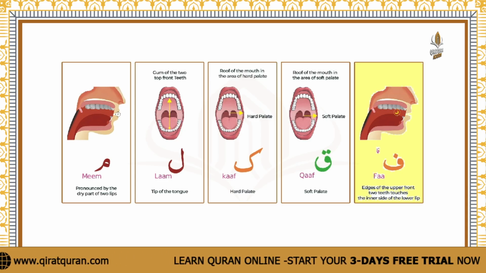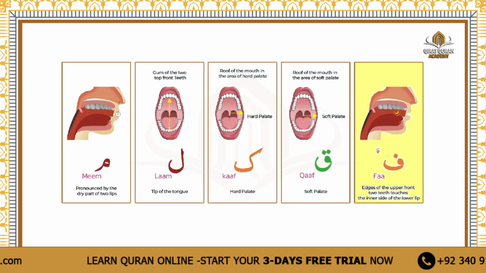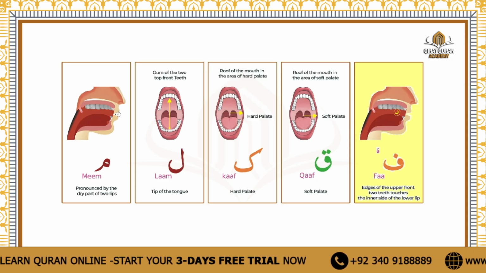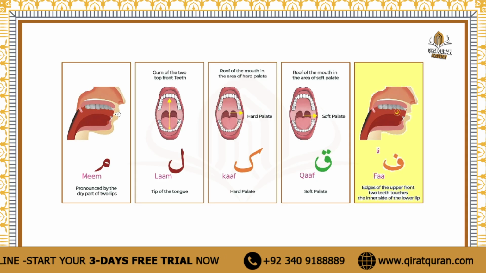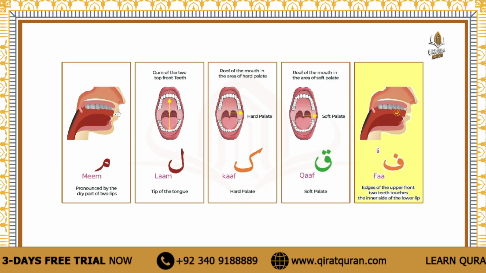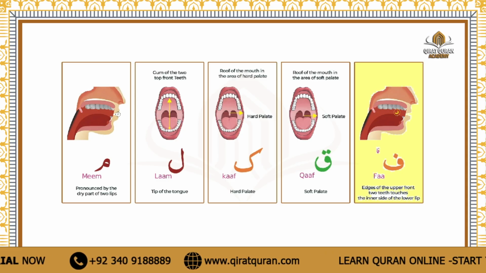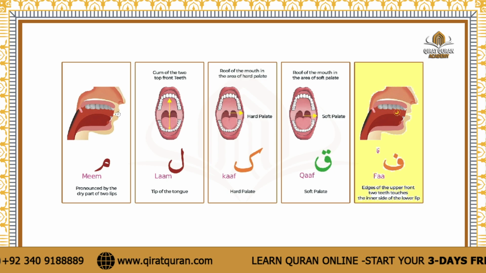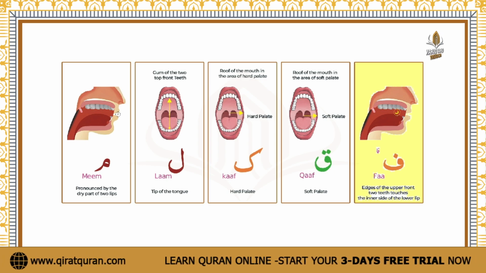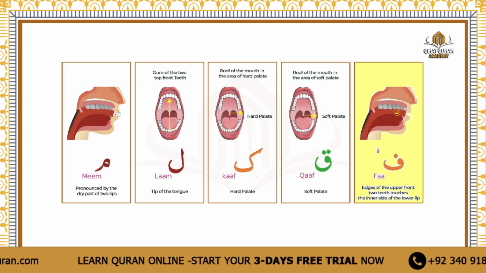The edges of the top 2 front teeth will touch the inner side of the lower lip. That's how you can easily pronounce Fa. Fa. Try to read it accordingly.